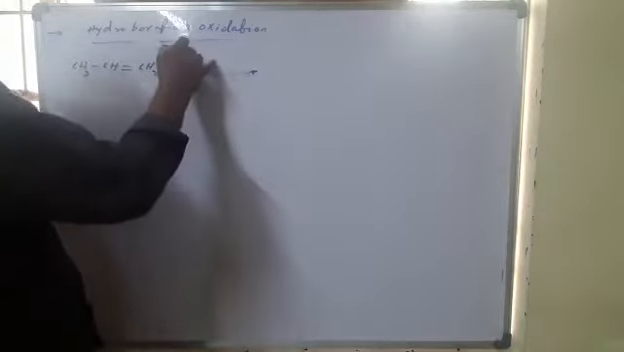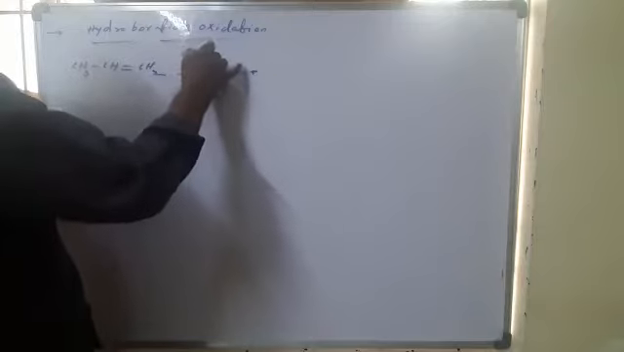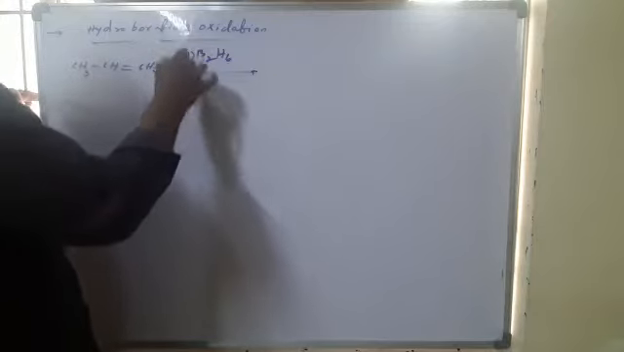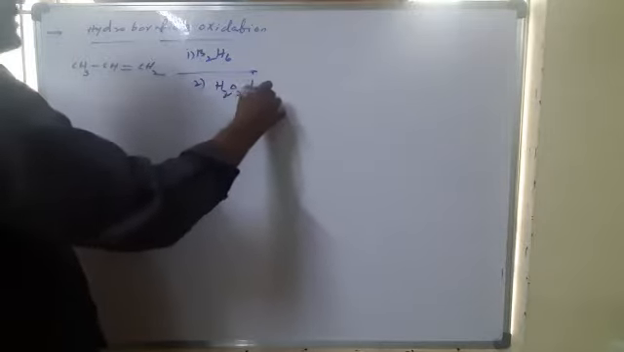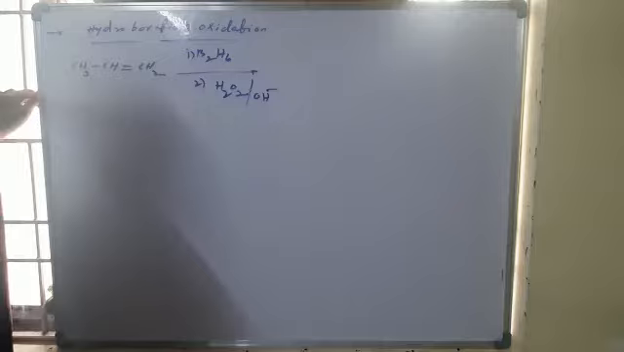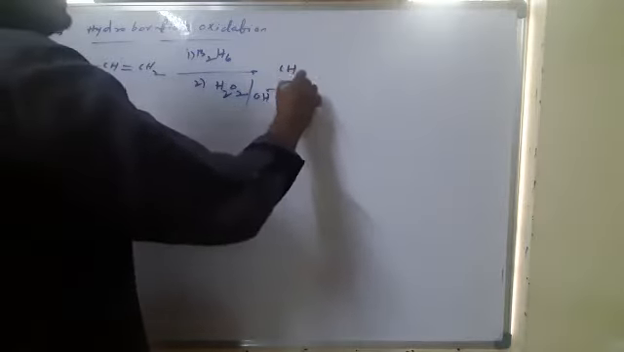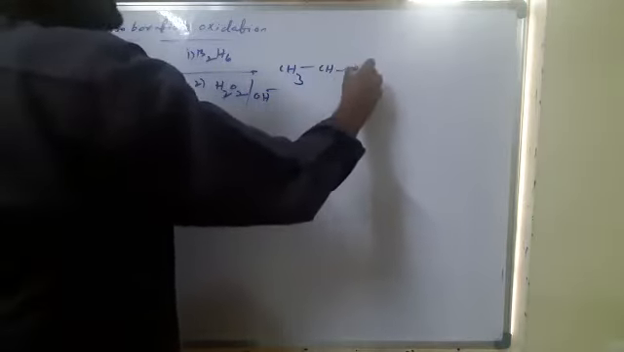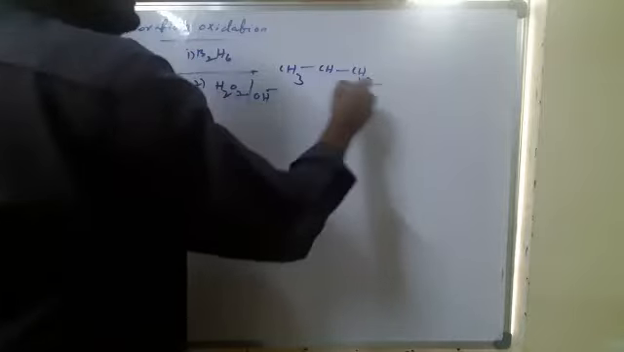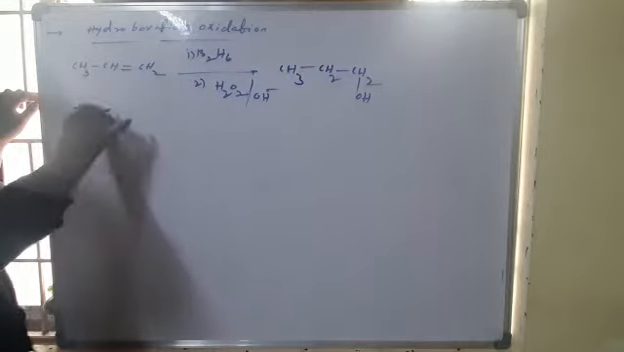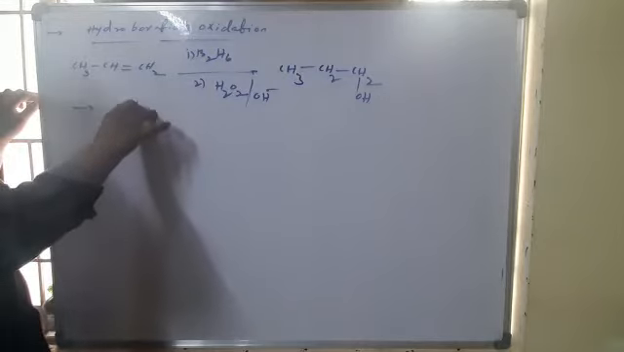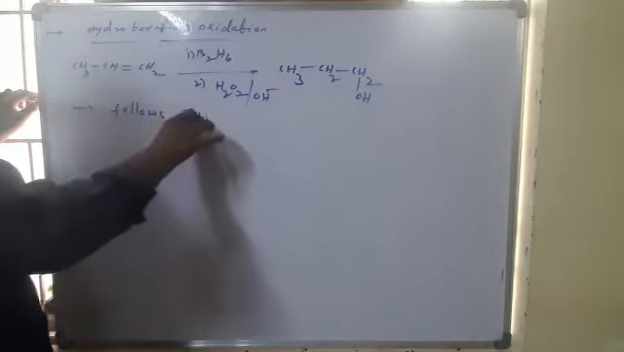So if you take an unsymmetric alkene with the reaction of diborane B2H6 and, in the second step, hydrogen peroxide in the presence of alkaline medium, the product formation is anti-Markovnikov. Okay, now this reaction follows the anti-Markovnikov rule.